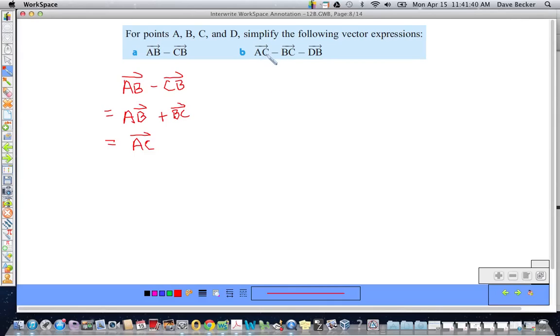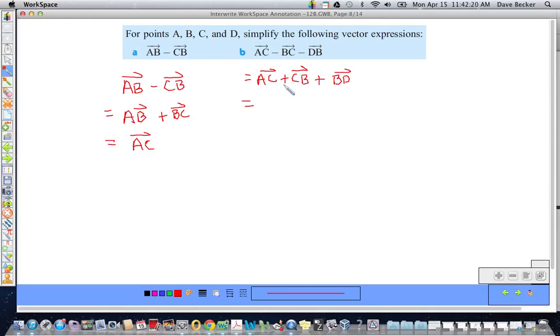What about this one? AC minus BC minus DB. If I could get the C here, that would be great. Subtraction is just the opposite of addition, so this is going to equal AC, and negative BC is equivalent to positive CB. Now I have minus DB. I can't leave that there, because the two letters would not match. It's like connecting the dots. I can only go to the common dot. So this is going to turn into plus BD.